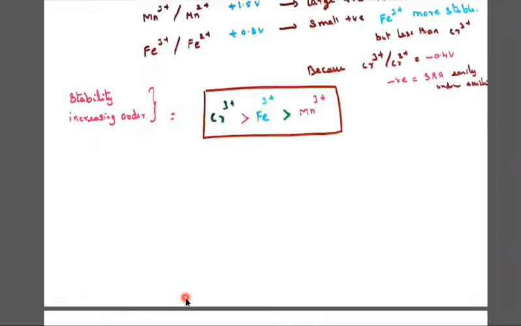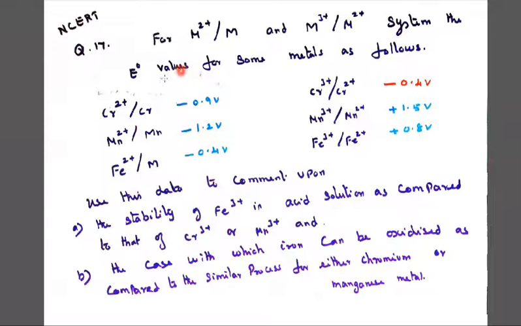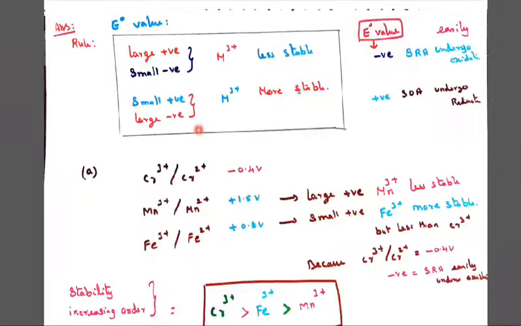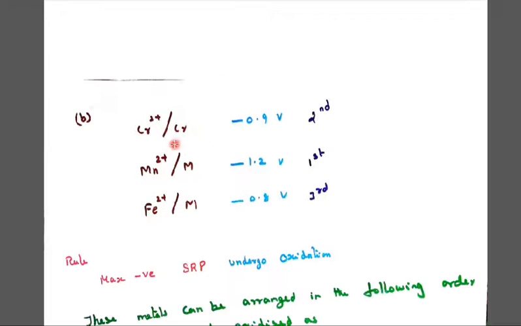Next is the second option. I will write the same question again: Cr2+/Cr is minus 0.9, Mn2+ is minus 1.2, and Fe2+ is minus 0.4. If there were plus and minus values we could compare them, but here everything is negative, so we should see which is the largest and which is the least. So 1.2 is the largest, first priority, then 0.9 second, and 0.4 third.